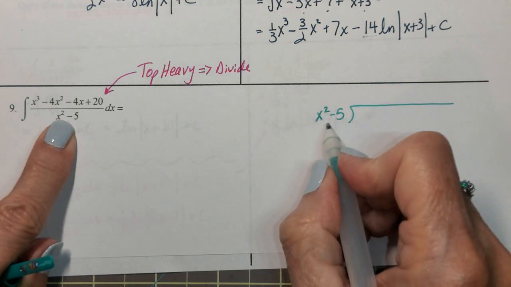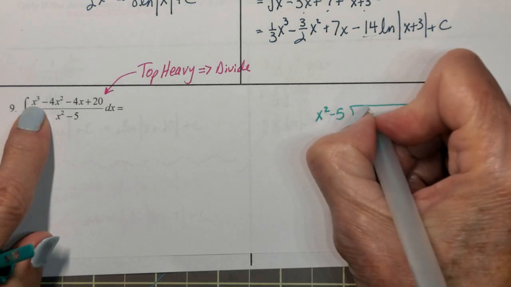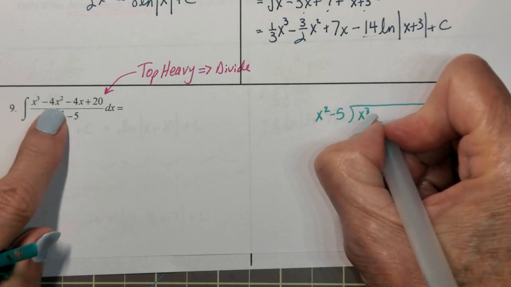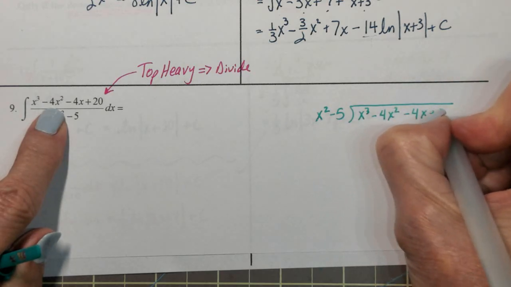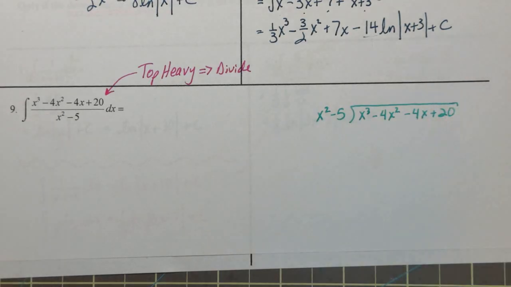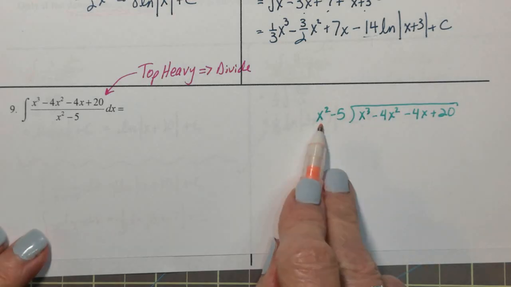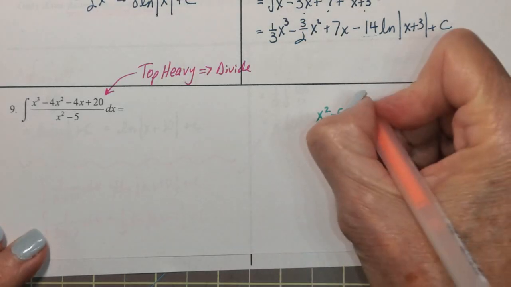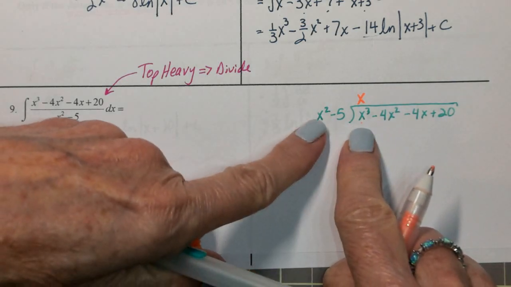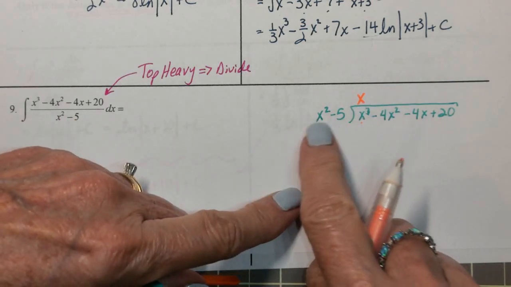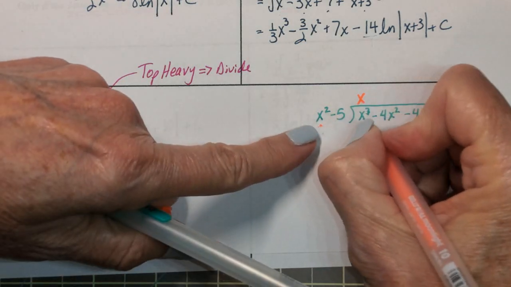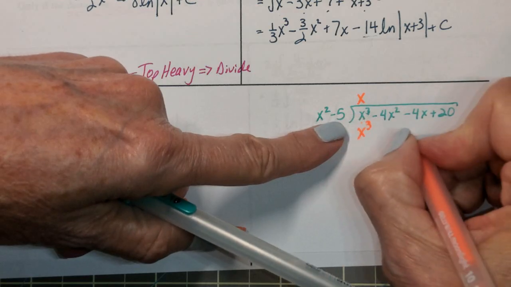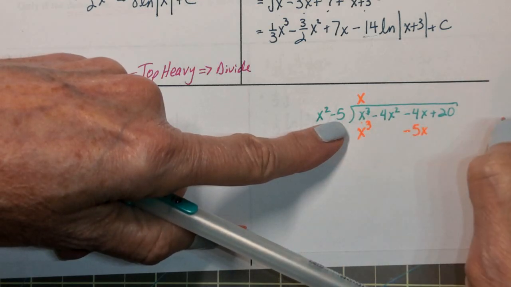So my divisor goes out in front, and my dividend goes inside here. Alrighty. What do we multiply x squared by to get x cubed? We need to multiply by an x there, right? So now I'm going to distribute the x through the x squared minus 5. So that will be x cubed minus 5x. I'm going to line it up underneath that negative 4x.